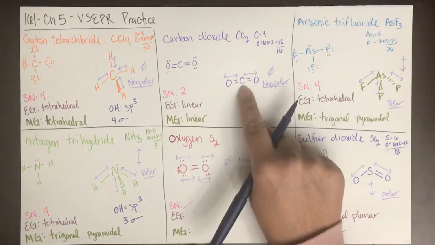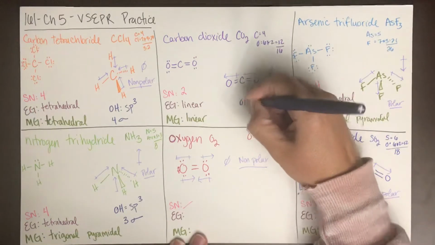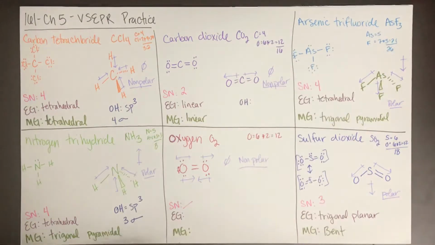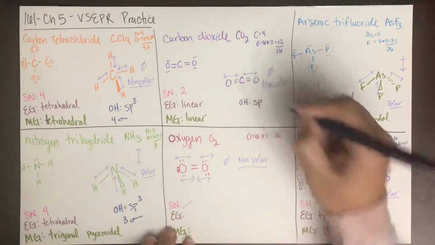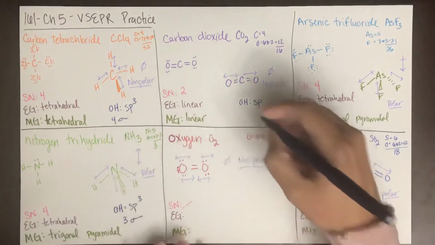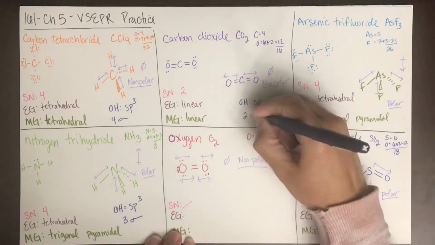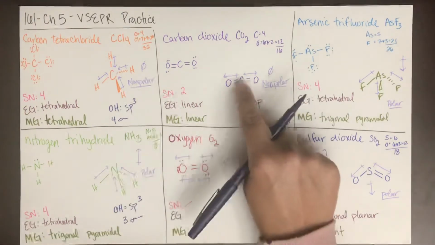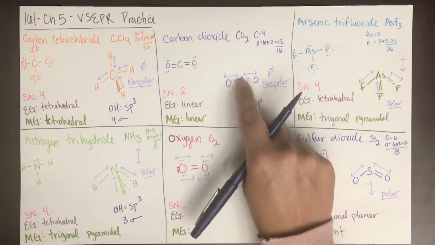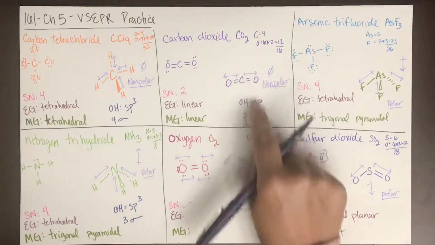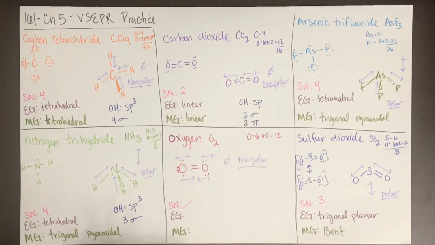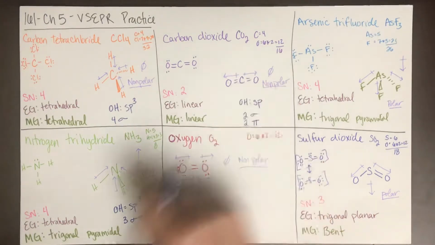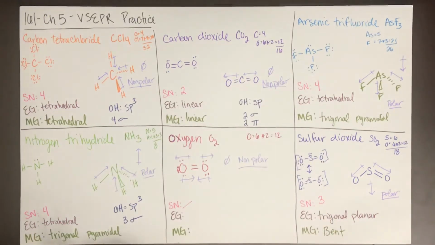Okay, so let's go over here to the carbon dioxide. For the orbital hybridization, I have 2 regions of electrons, so this is going to be sp hybridized. I have 2 sigma bonds, and I have 2 pi bonds. Remember, the first bond in each bond is the sigma. If there's a second or third, each of those would be a pi bond. So I have 2 sigma and 2 pi for the overlapping orbitals.